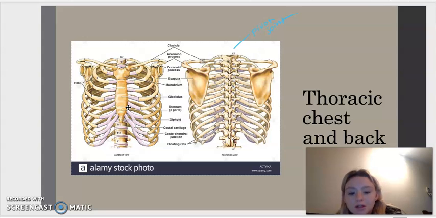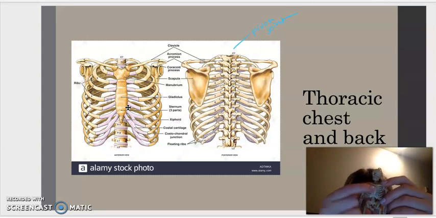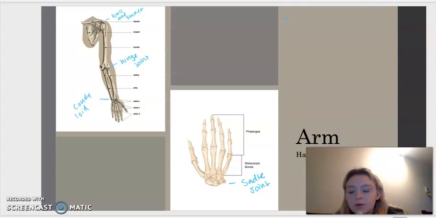manubrium, or I guess, actually, no, there is. I didn't even look at that. There's a little piece right there, a little cutoff line, but I guess it's there. So that's the thoracic, chest, and back. Also, I'll talk about the pivot joint once we get to the spinal cord. I keep wanting to go ahead.